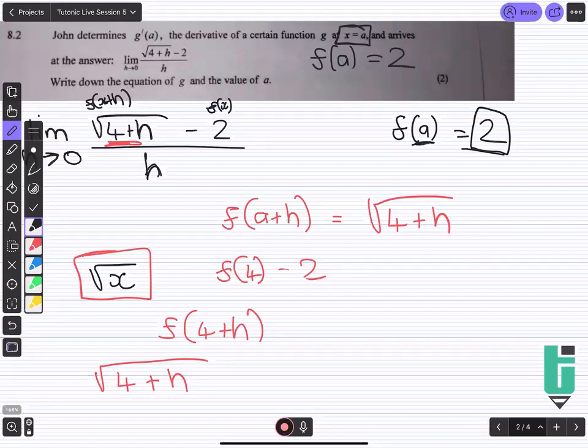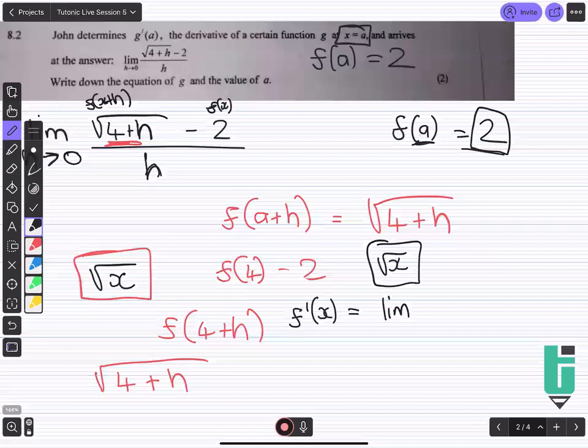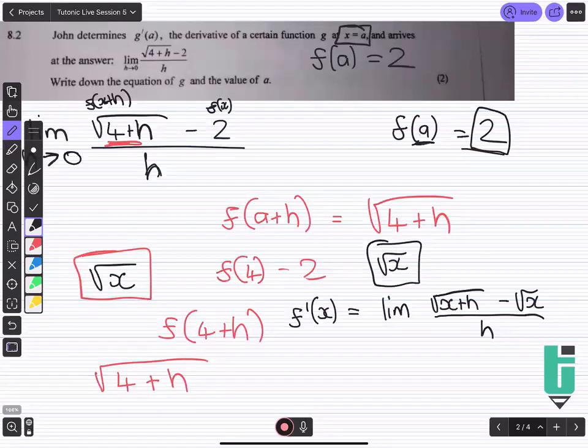So if we were to take the function root x, firstly, if I use first principles, it would be the derivative of x is equal to the limit of root x plus h minus root of x over h. Do you agree with that, Naima? Yes, I do. So what happens when I sub in x is 4?